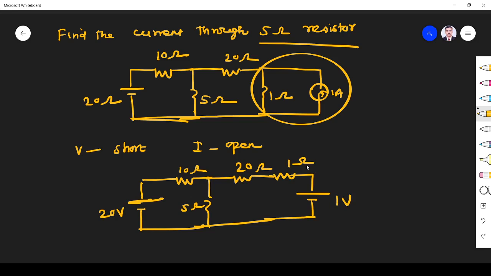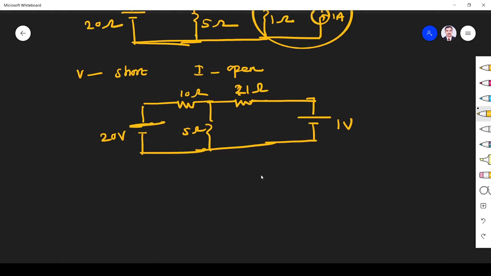So now you see this 20 and 1 are in series, so I can make it a single resistance 21 ohm, simple, right? So now it is easy to solve the problem. We have 20 volt source, here 1 volt source. Case 1, we keep 20 volt source as it is and discard or short the 1 volt source, right? At the same time we have to keep only one source, the other source must be shorted. Since it is a voltage source, we have to short it, right?